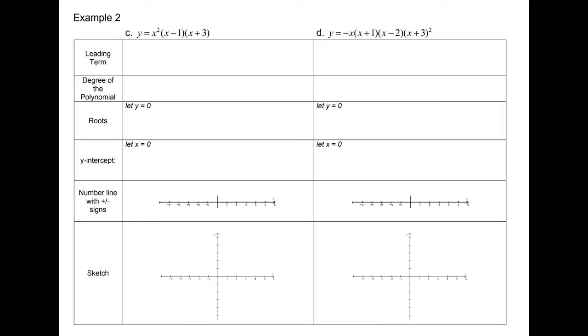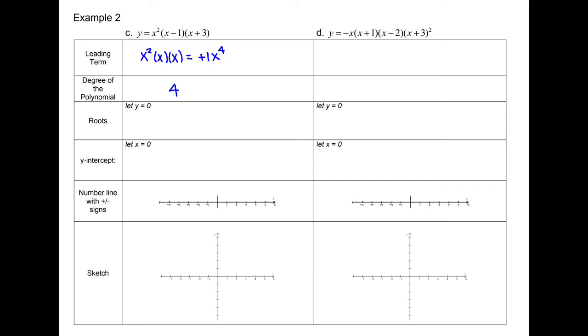For part C and part D, we're going to work on some polynomial functions that have a different order on the roots. Part C. Let's find our leading term. Our leading term is x squared times x times x, which is positive 1x to the exponent 4. So we know the degree of the polynomial will be 4.